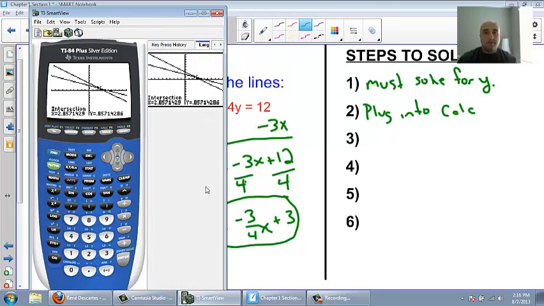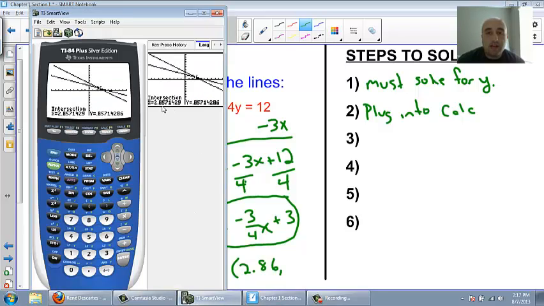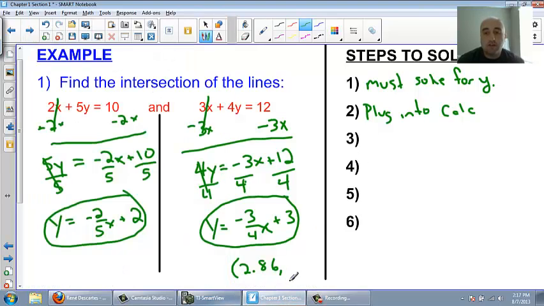So let's write this answer down. The answer is 2 points. Let's go to at least 2 decimal places. So we're going to write this answer down here. 2.86, I believe, was the first point, and 0.86 is the y value of our intersection point.